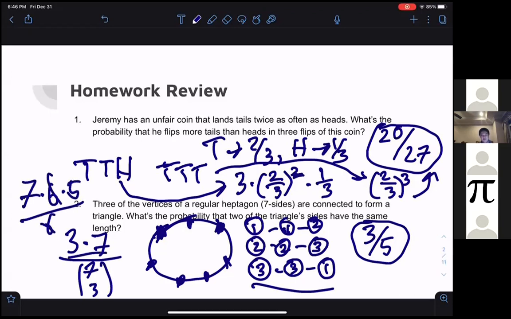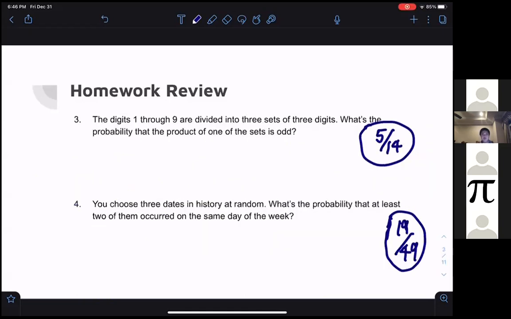21 over 35 would be equal to 3/5, hence our answer right here. Is that clear to everybody? Okay, these shouldn't be too hard. Just make sure you get your distinguishability right, and do your casework judiciously.